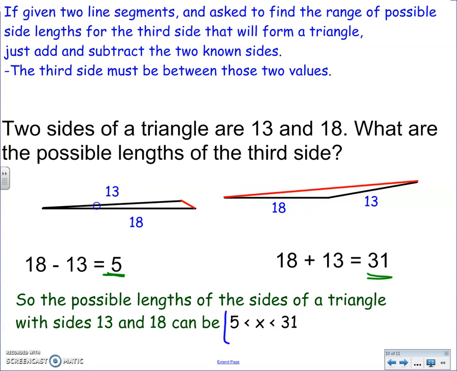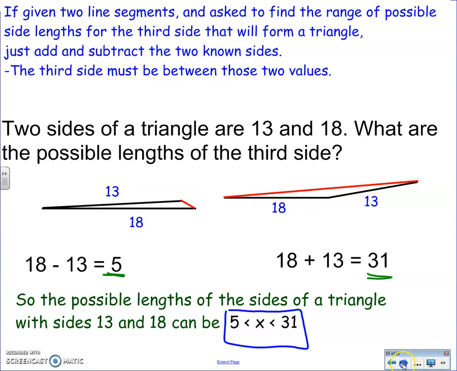Here's the answer right here. It cannot equal 5 or 31. So use any number between, for example, 6 or 10 or 9 or 9.3. All right, if you use any number between 5 and 31, that formula s plus m is greater than b will be true. All right, so that will make a triangle.